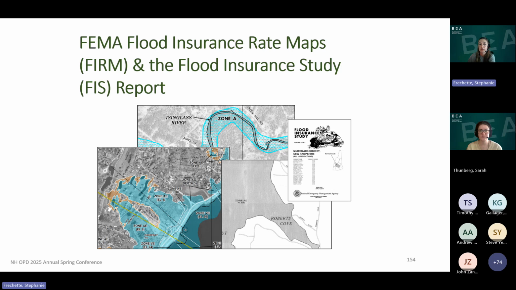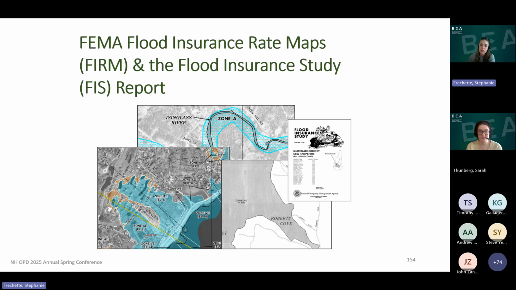So pictured here are 3 different types of maps. And as you can see, the quality among each of them varies. Most communities have maps looking like the one in the back with blue areas labeling zones that align with language in the floodplain regulations regarding how susceptible an area is to flooding.